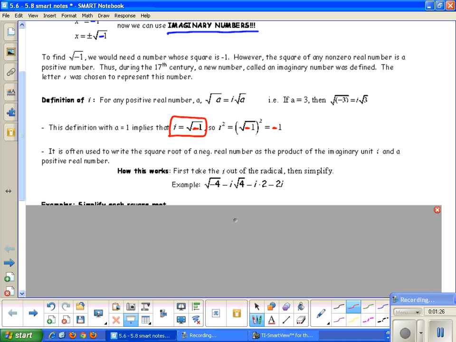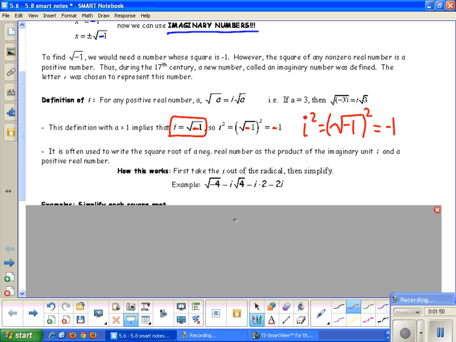So if I wanted to do i squared, then i squared would be the square root of -1 squared. And what happens when you square a radical, it gets rid of it. So i squared is equal to -1. So we can use this in order to help us simplify radical equations.